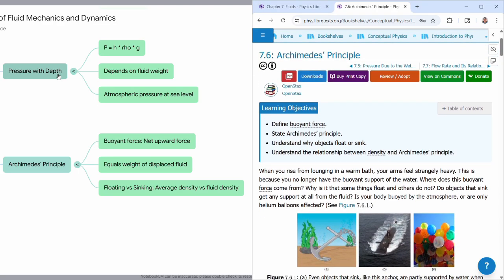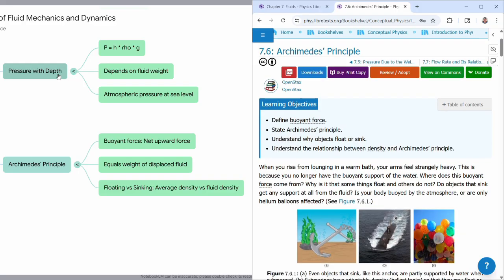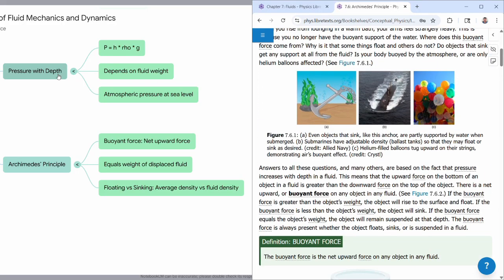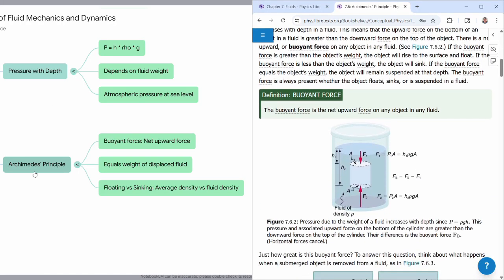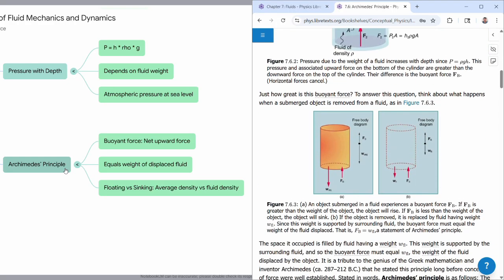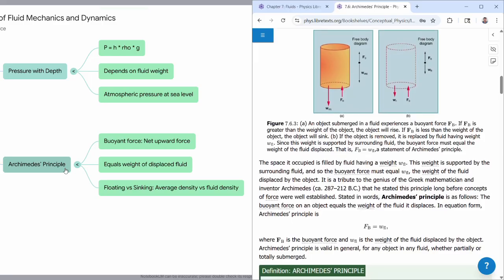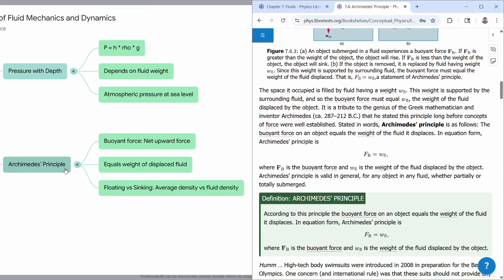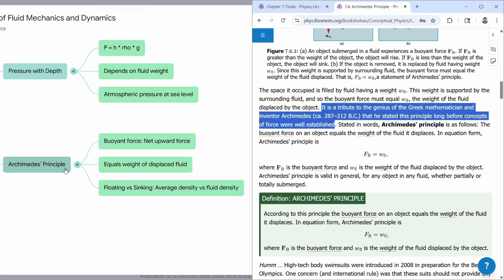But we won't do that derivation. I'll just describe some of the consequences at a conceptual level. It's called the Archimedes principle because Archimedes, one of the Greek philosophers, discovered it. There's a story associated with it. He was asked to find whether a crown was made of pure gold or not.